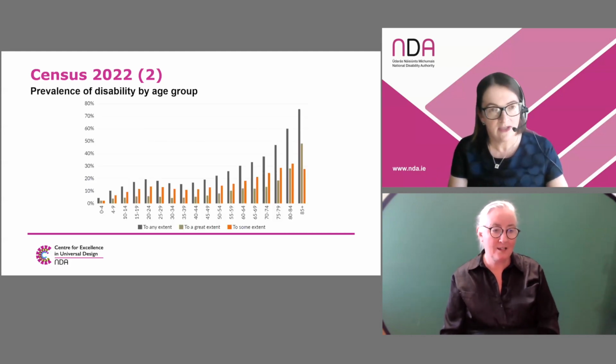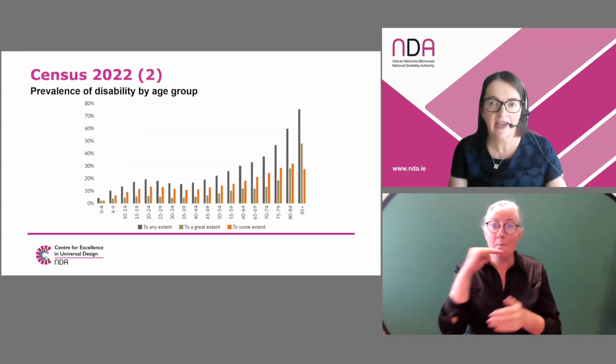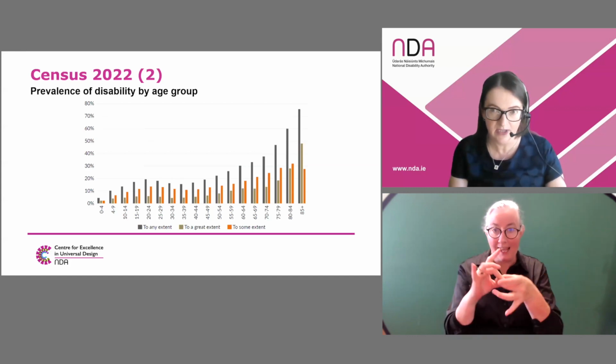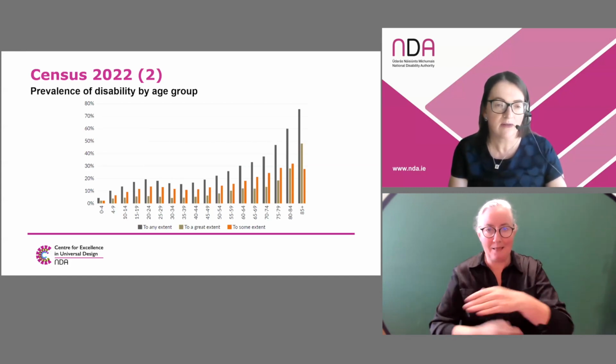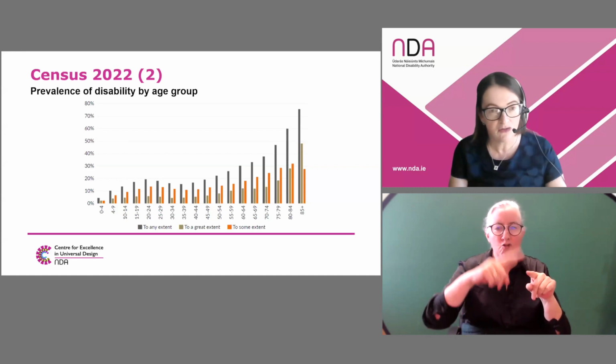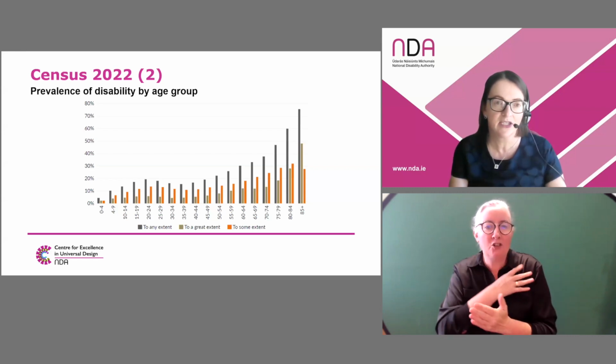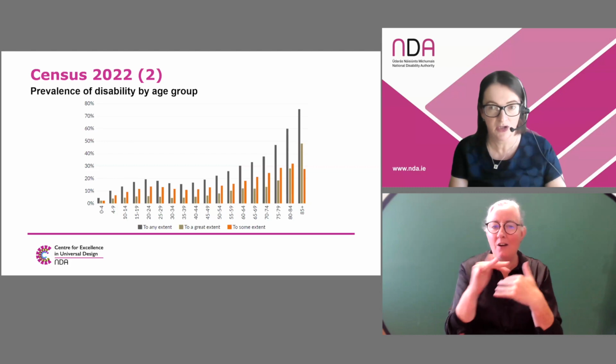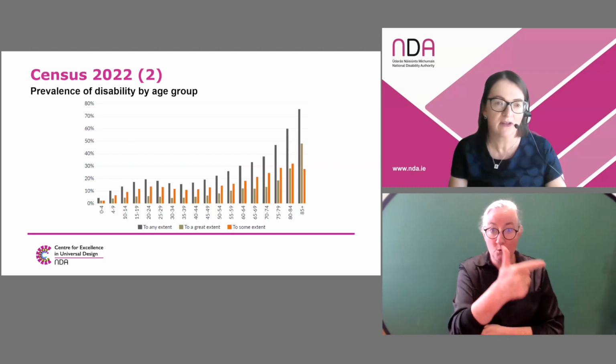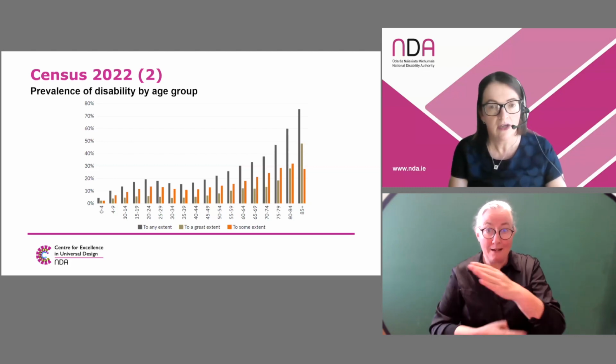A very important thing to understand is the link between aging and disability. On screen here is a graph I took from the Housing Commission report. Again, it has data based on Census 2022. It's looking at the prevalence of disability with increasing age.